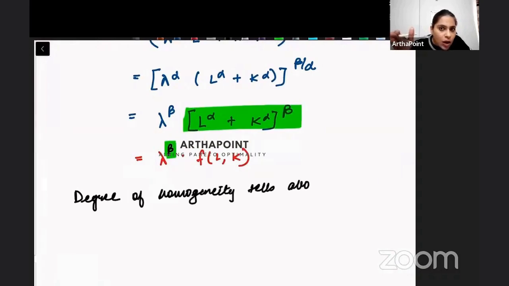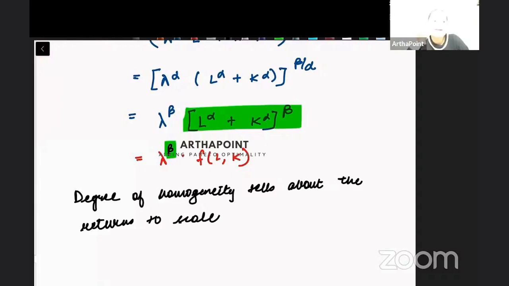tells about the returns to scale. Why? Because returns to scale basically tells me what happens when I scale my inputs, how my output is going to react. So here I scaled my inputs by λ and my output scaled by λ to the power β. That's the returns to scale.